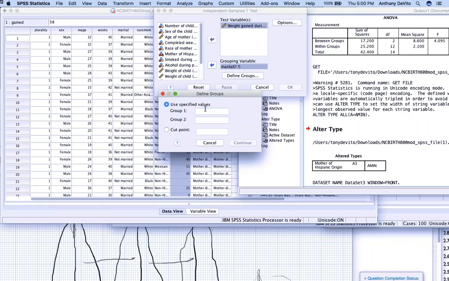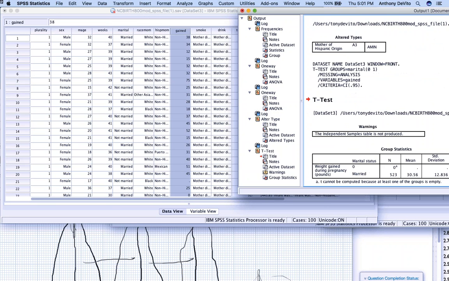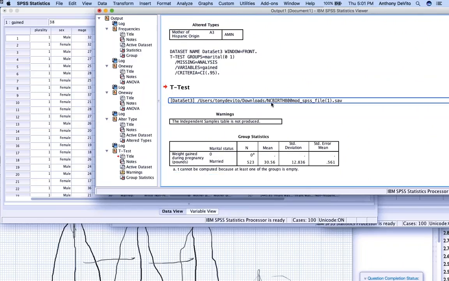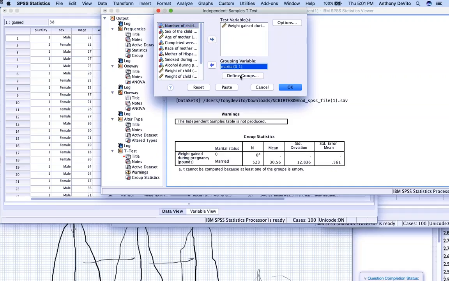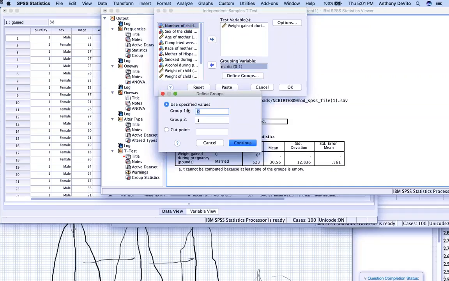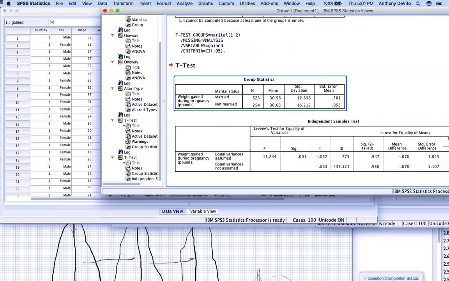So I'm going to guess and say that this is 1 and 2. I'm hoping. Maybe it's 0 and 1. I'll start with 0 and 1. Hopefully I get that right. I should have looked at it first, but okay. So let's see if it works. Okay, no, it didn't work because I got that wrong. Analyze, Compare Means, Independent Samples t-test, except this time let me define it, and it's 1 and 2. I don't remember which one represents which. We could have looked at that in the variable view. Okay, this time it worked.